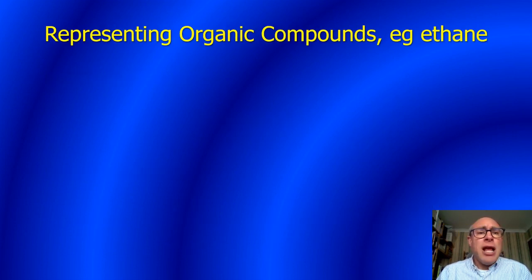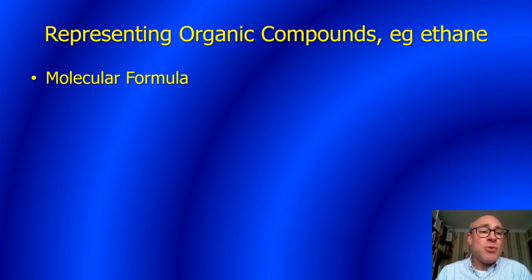We're now going to look at how we represent organic compounds, and we'll use as our example for this one ethane. And there are several different ways that we can show organic compounds. So the first one is the molecular formula. A molecular formula shows the actual number of atoms of each element within a molecule of a compound. So the molecular formula for ethane is C2H6, which means every single molecule of ethane contains 2 carbons and 6 hydrogen atoms.